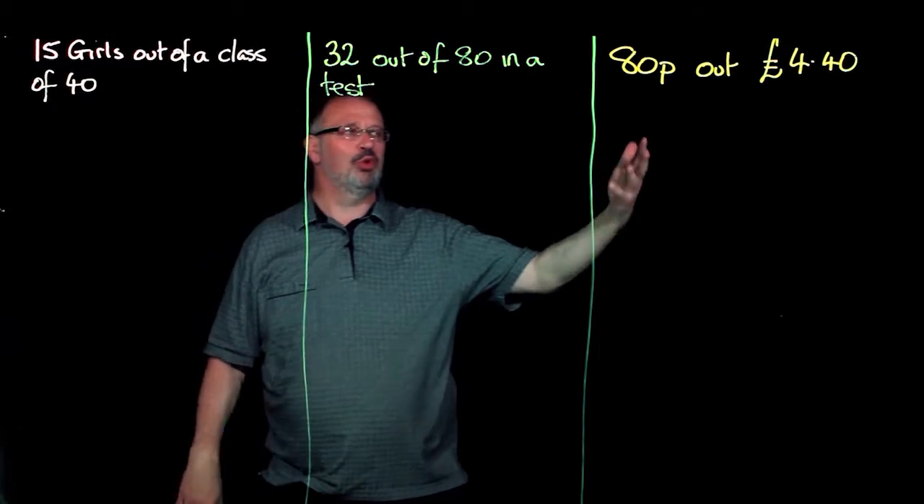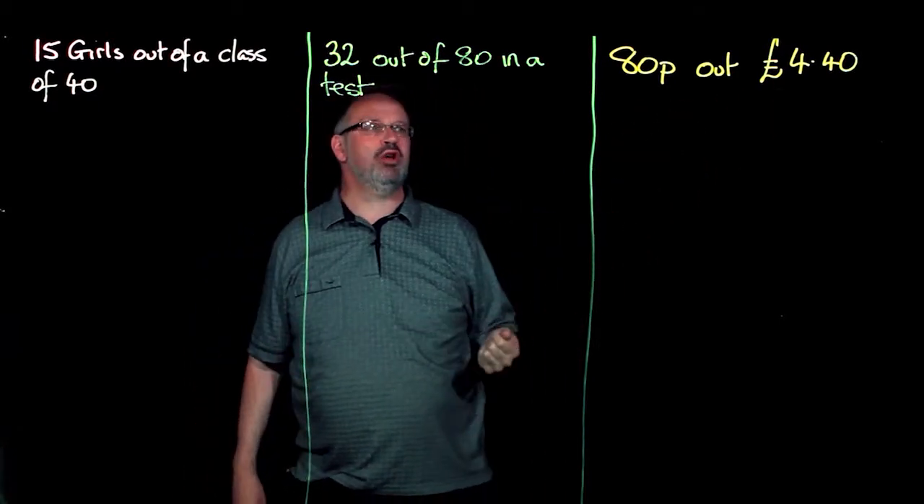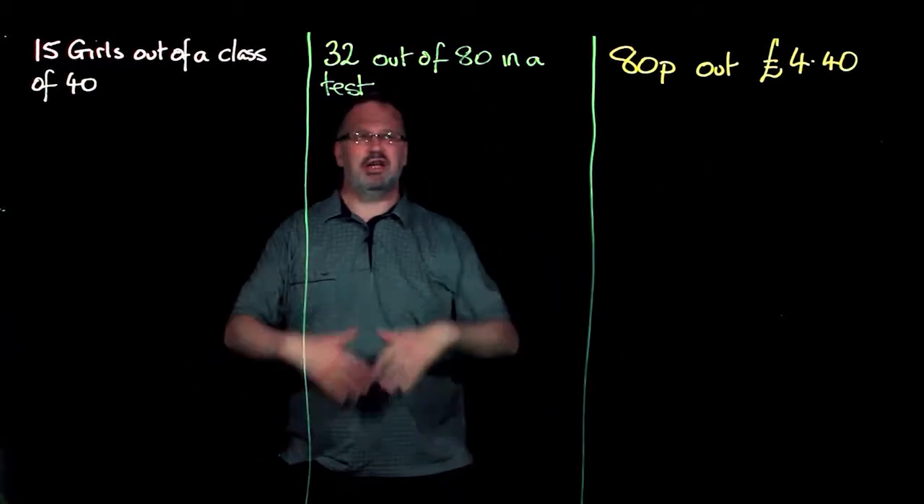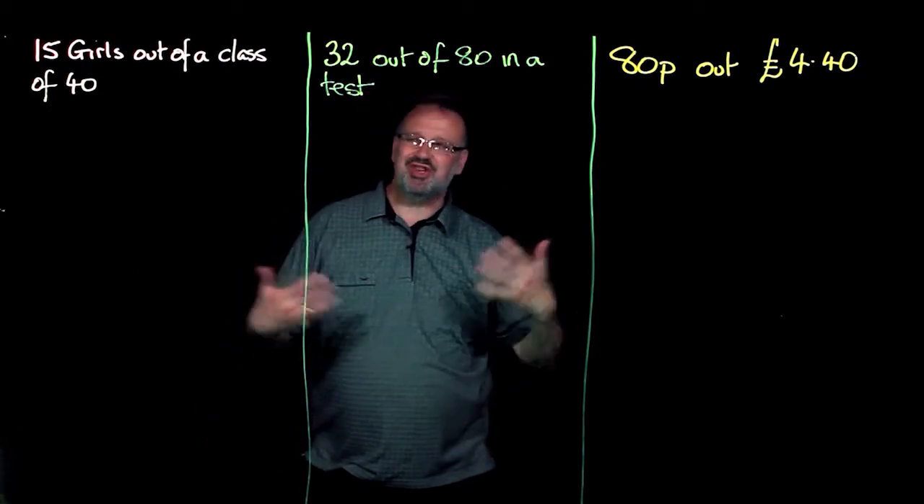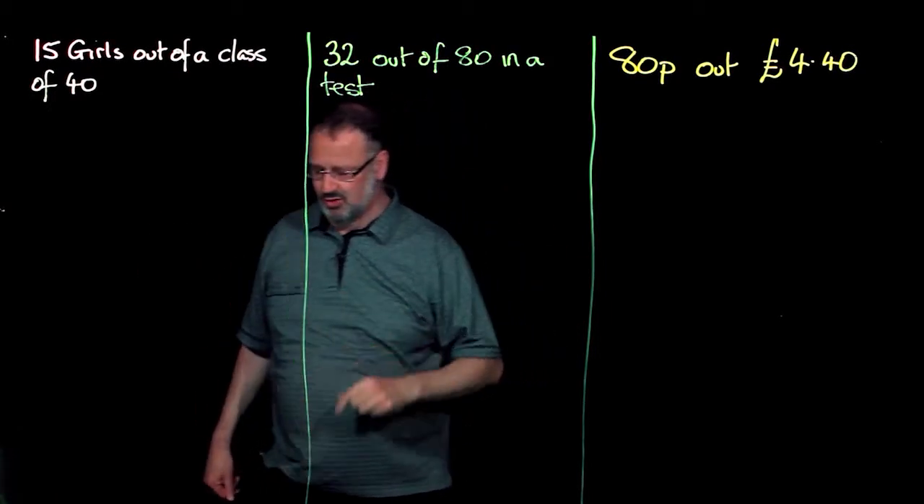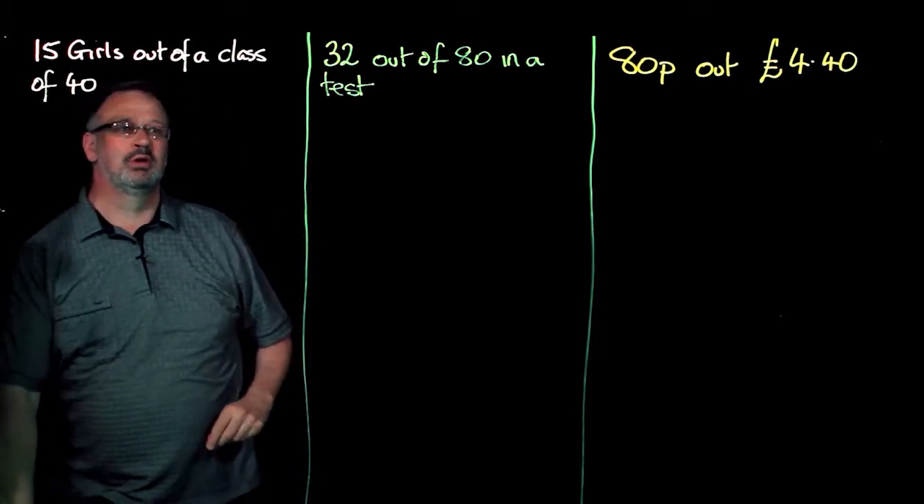So let's say, for example, this is the change I have in my pocket. I've bought myself an 80p chocolate bar. What percentage have I spent? So let's look at these three problems.